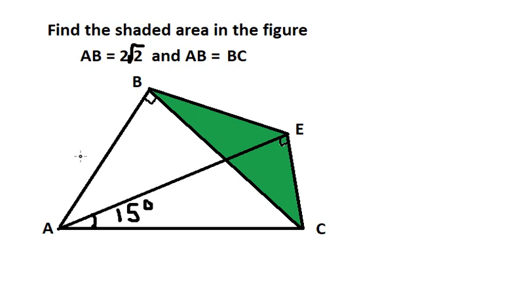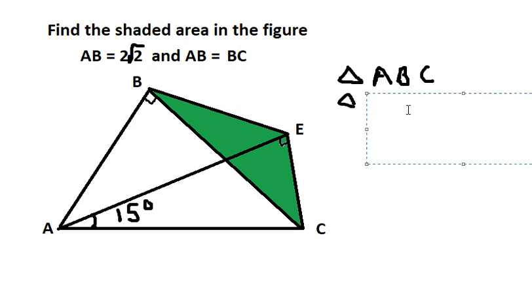So today I will show you how to find the shaded area in here. So we need to consider the triangle ABC. We know that AB equals BC, so this triangle in here is isosceles.